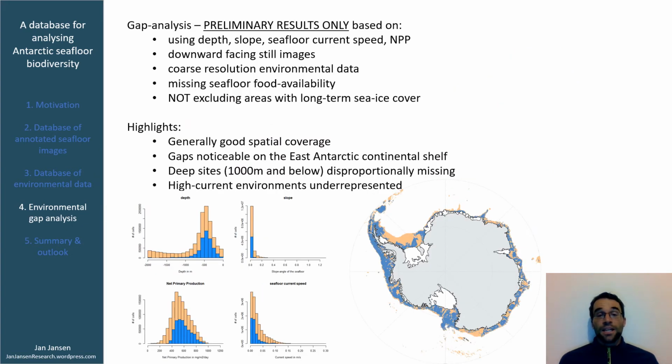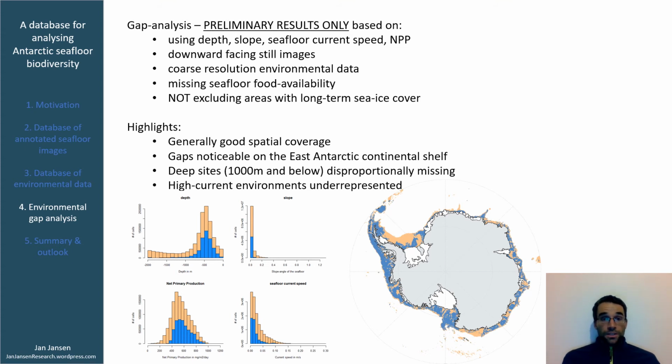And what this analysis does, we're using depth, slope, seafloor current speeds, and net parameter reduction, and the sample size of the downward-facing still images to look at what the environment is that the samples were collected in, and what other environmental conditions are on the continental shelf. So in blue on this map and below, you will see all the environmental cells that have similar environmental conditions to the sample sites, and in orange are all those cells which are different.